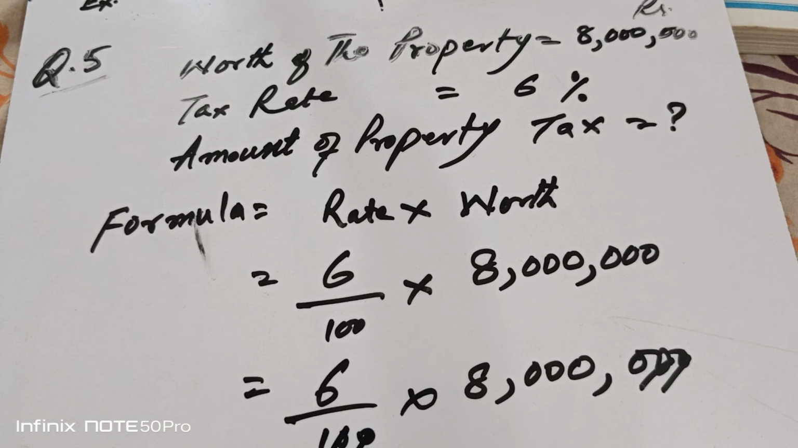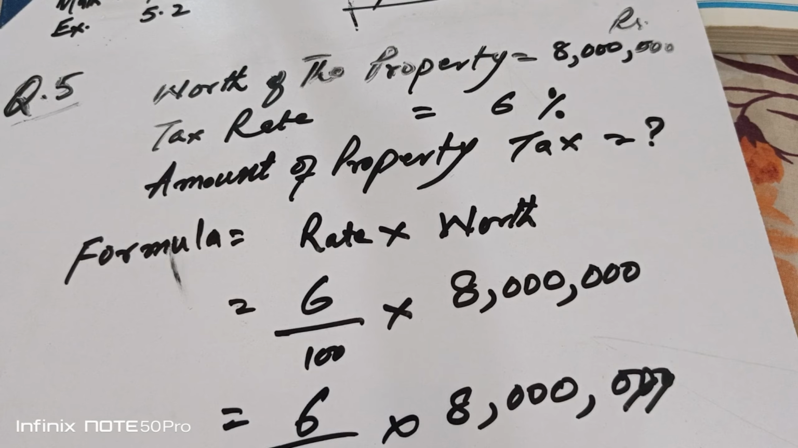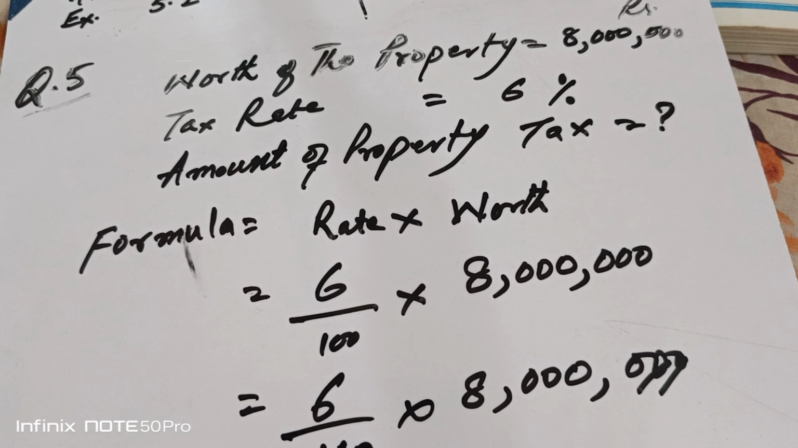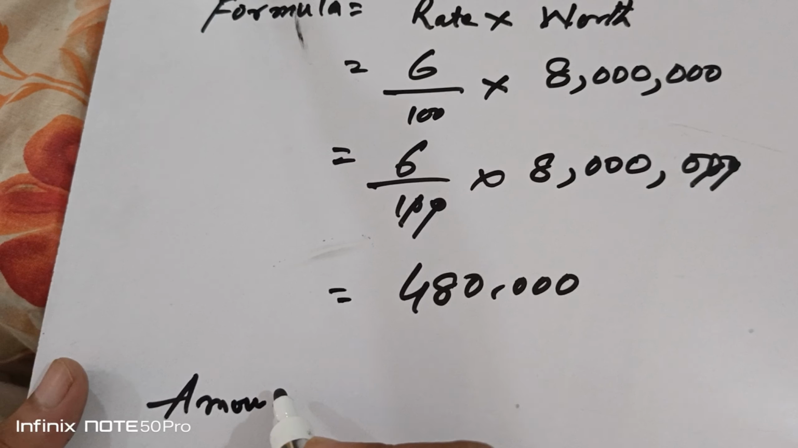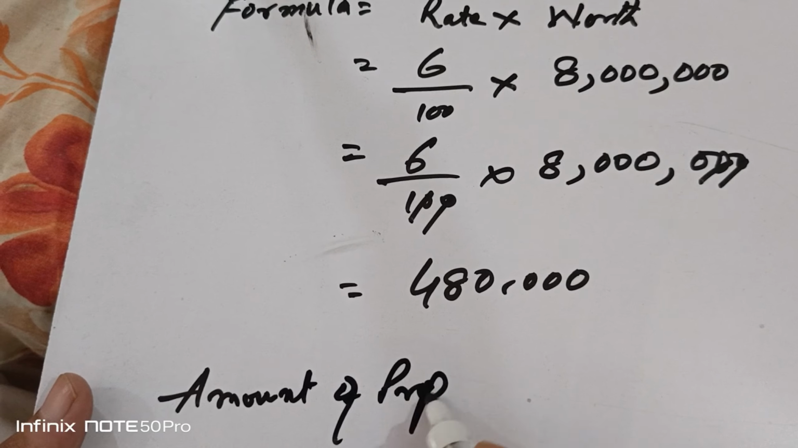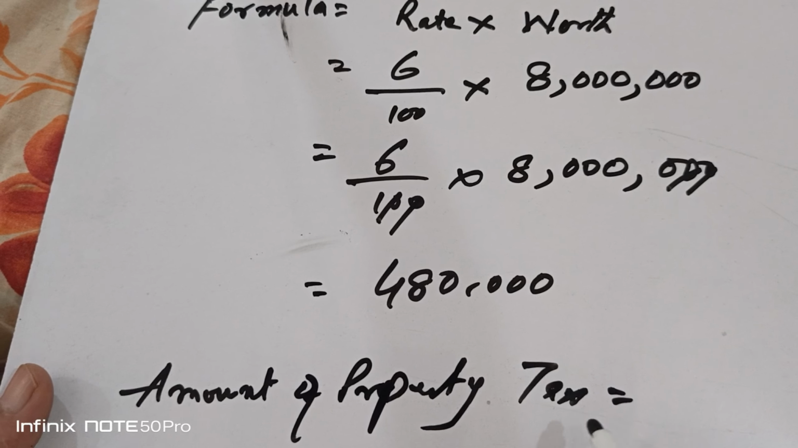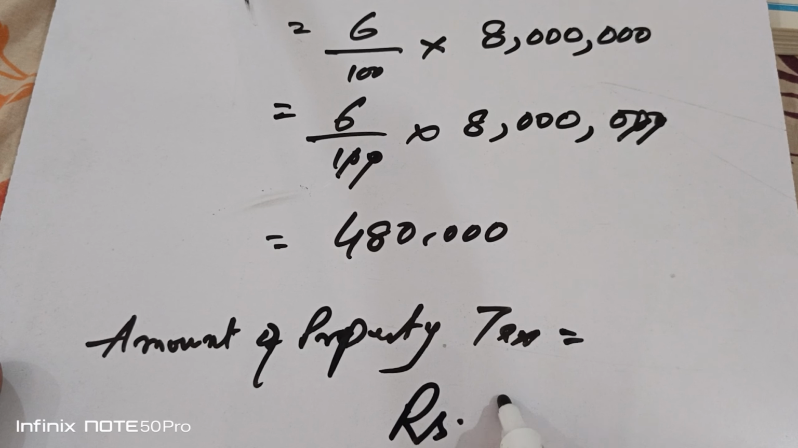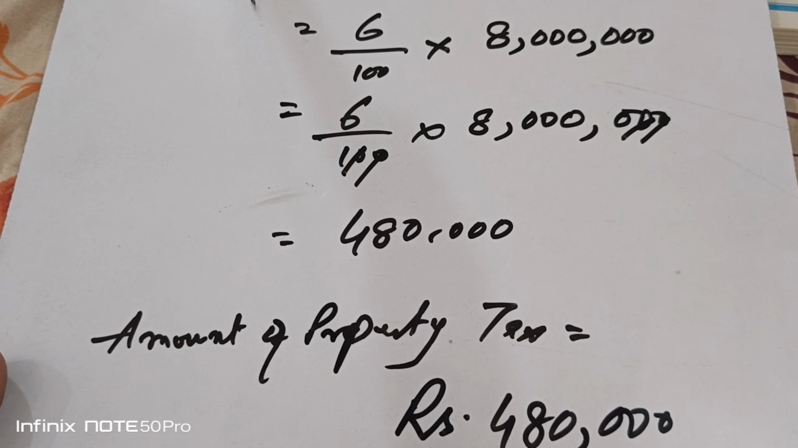So what is this? This is the amount of property tax. Yes, we can say that the amount of property tax is equal to rupees 480,000. This is our answer.